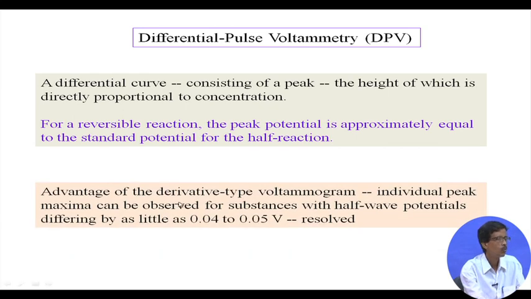But why we should go for DPV compared to CV is that it has an advantage, because the individual peak maxima can be observed for substances with half-wave potentials differing by as little as 40 to 50 millivolts. So, resolution is very important.